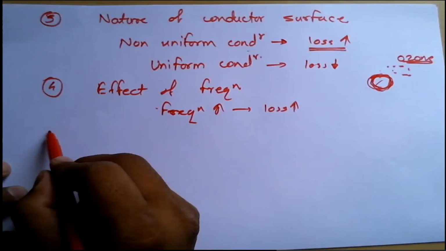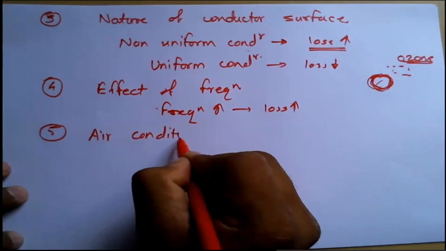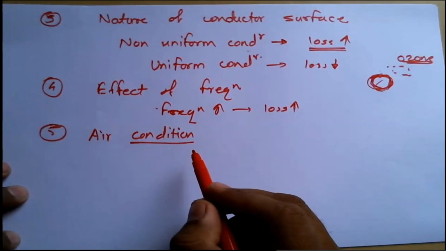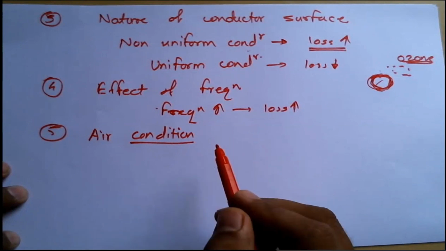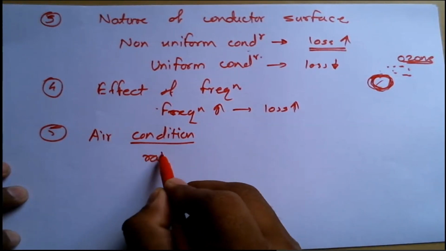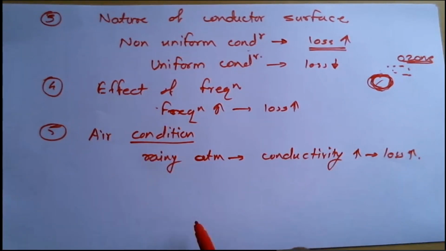The fifth one, air condition. Just before 2 minutes, we have discussed what is the effect of air condition. If there is a rainy atmosphere, the conductivity of air gets increased and it leads to an increase in corona loss. So these are the factors which are affecting the corona.